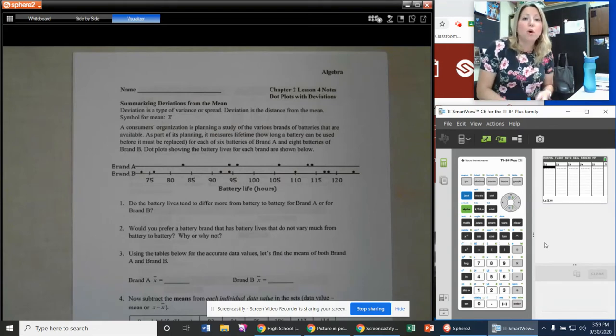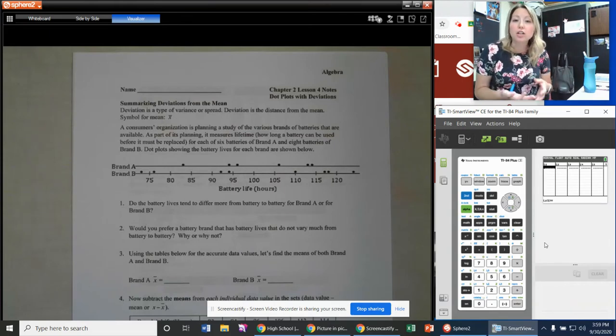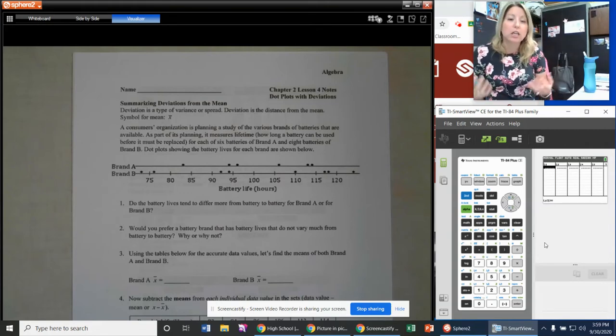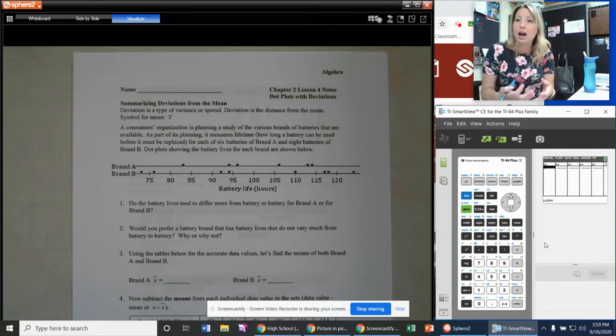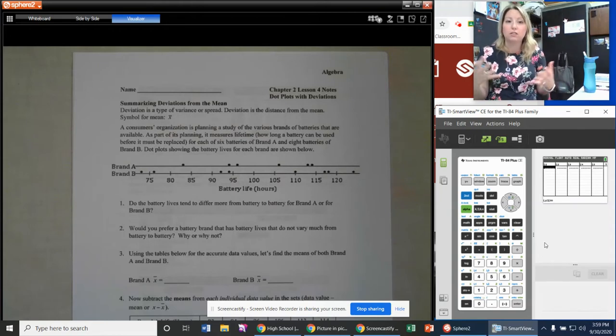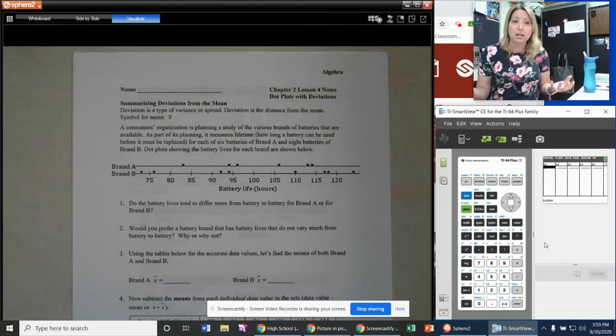So what we're going to do today is use some data that are based on batteries, brand A, brand B, and brand C. We're going to have a look at that data and look at its variance and its standard deviation, and how the mean in each of these data sets gets affected, and how our variance and our standard deviation get affected by how different the data is.